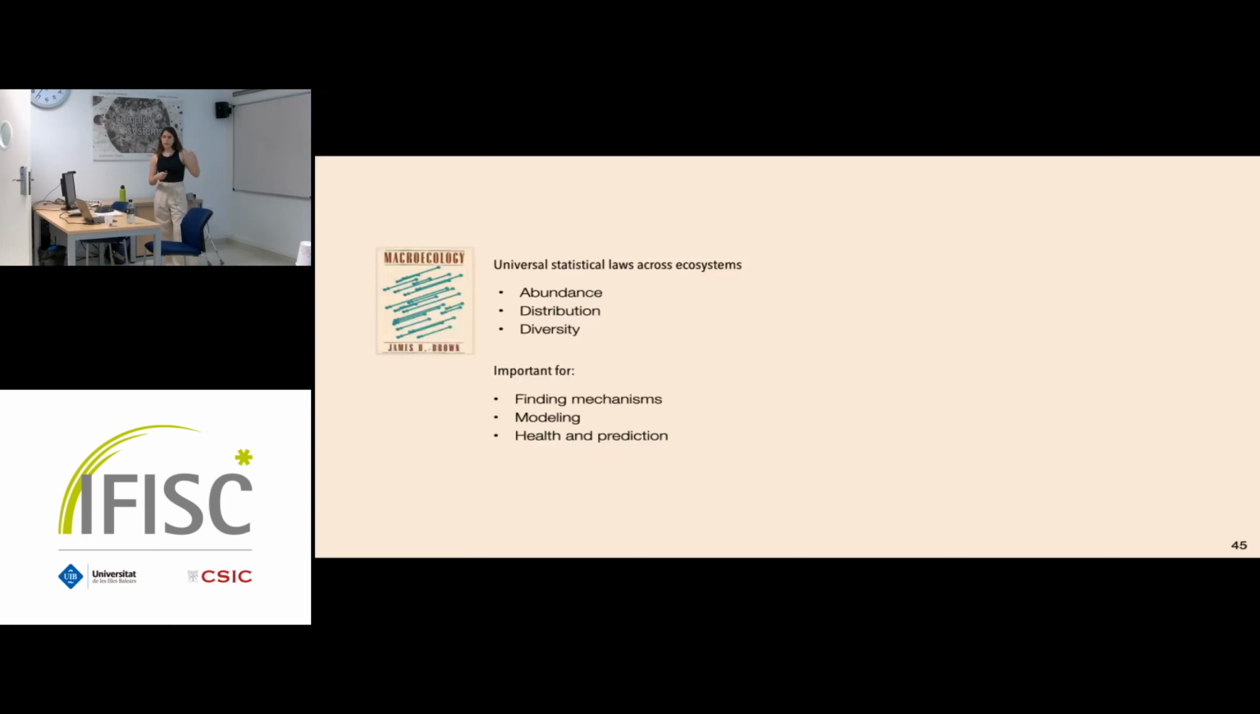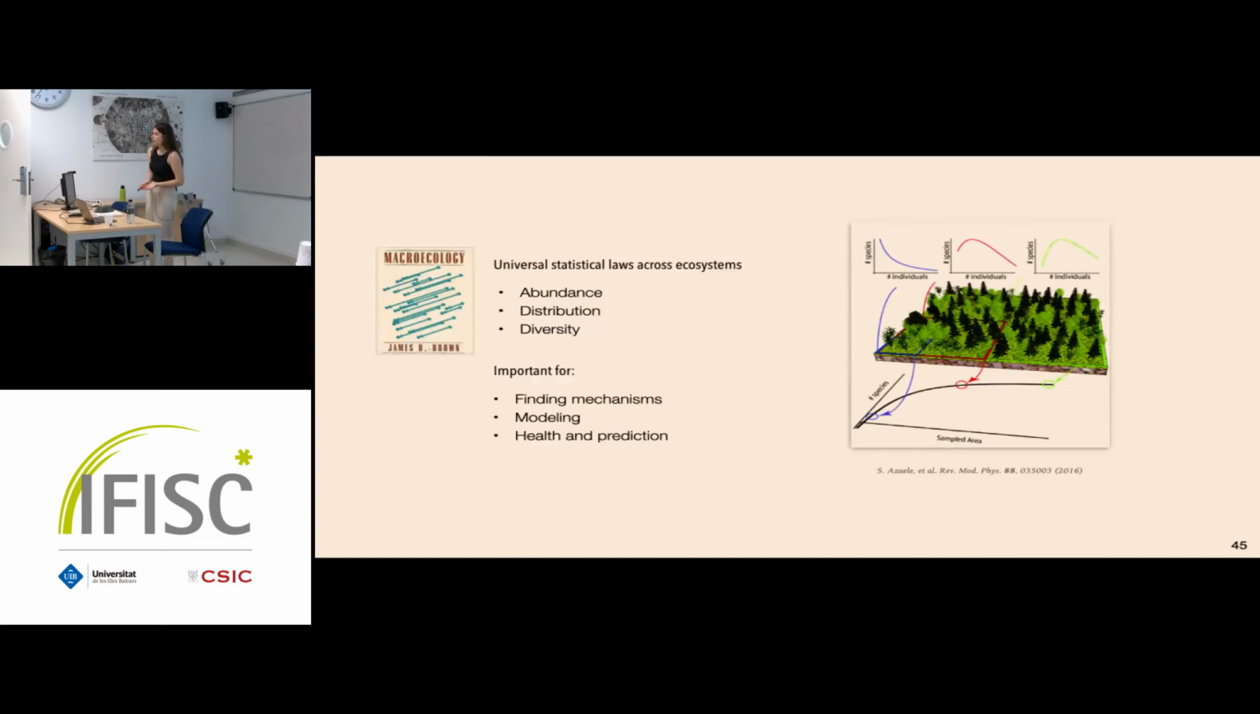The patterns can be in abundance, in distribution. And why are these patterns so important? Because they precisely help us find mechanisms for their emergence, in the sense that if I propose a model to explain the distribution of species, at least that model must be able to reproduce those patterns. For example, here we have the species-area curve, which basically tells us how the number of new species that we see in an ecosystem increases with the area of that ecosystem.